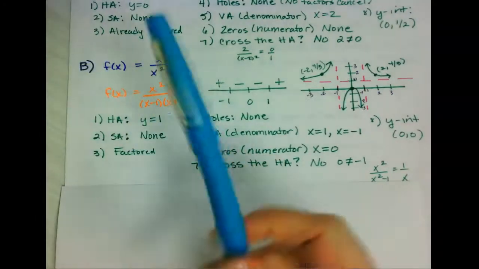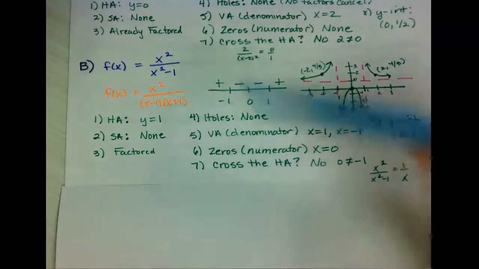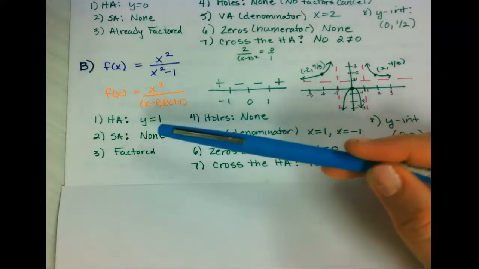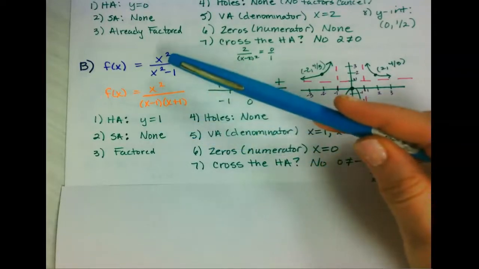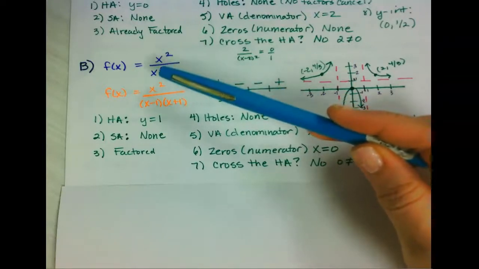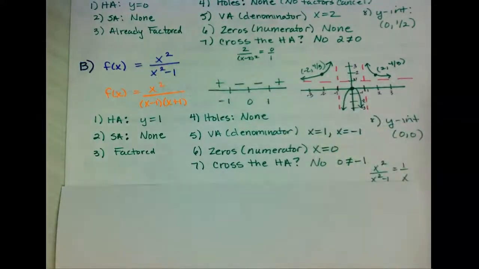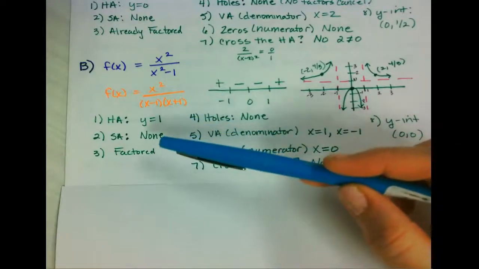Problem B is right here, and that is x squared over x squared minus 1. So the bottom is going to factor, but nothing's going to cancel. The horizontal asymptote is at y equals 1 because the power of the numerator is 2 and the power of the denominator is 2. And so these would cancel out, and you'd be left with the coefficients that are in front of them, which are 1. If there's a horizontal asymptote, we have no slant asymptote.